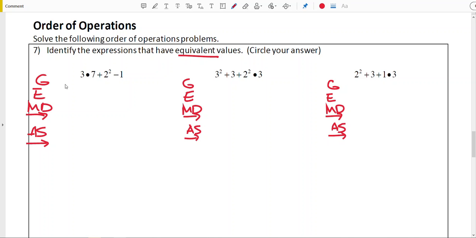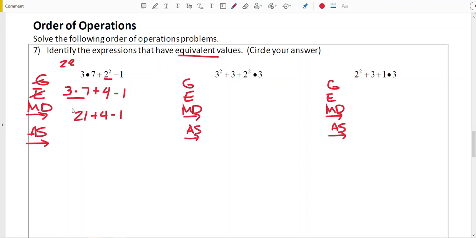If I look at the first one, I don't have any groupings, but I do have an exponent. So I'm going to need to solve this 2 to the 2nd power, which is really 2 times 2. So that would be 4. Bring everything else down that I haven't used yet. I no longer have any exponents, so I'm going to look for any multiplication or division. Remember, multiplication and division, you have to read it like a sentence. I have multiplication right here in front, so 3 times 7 gives me 21.